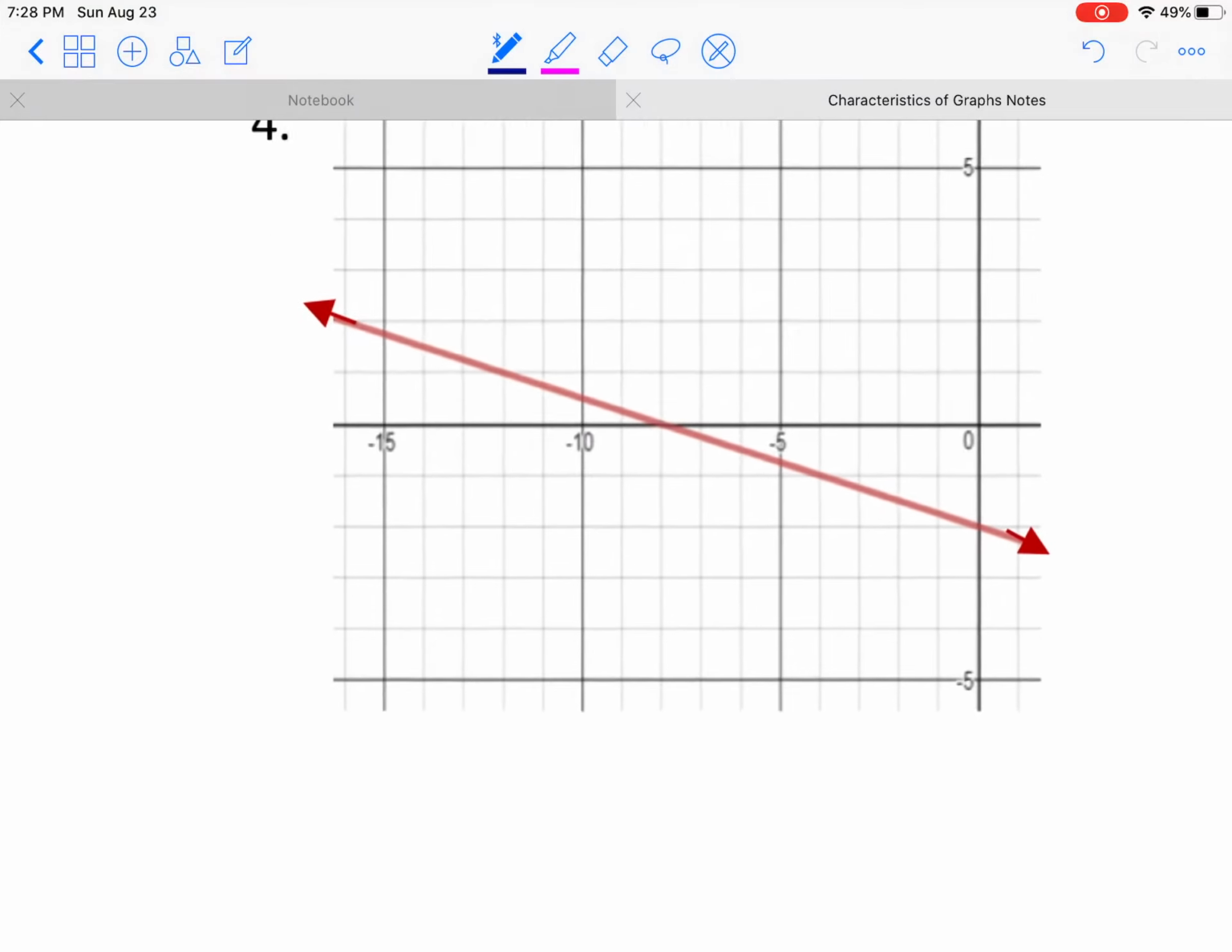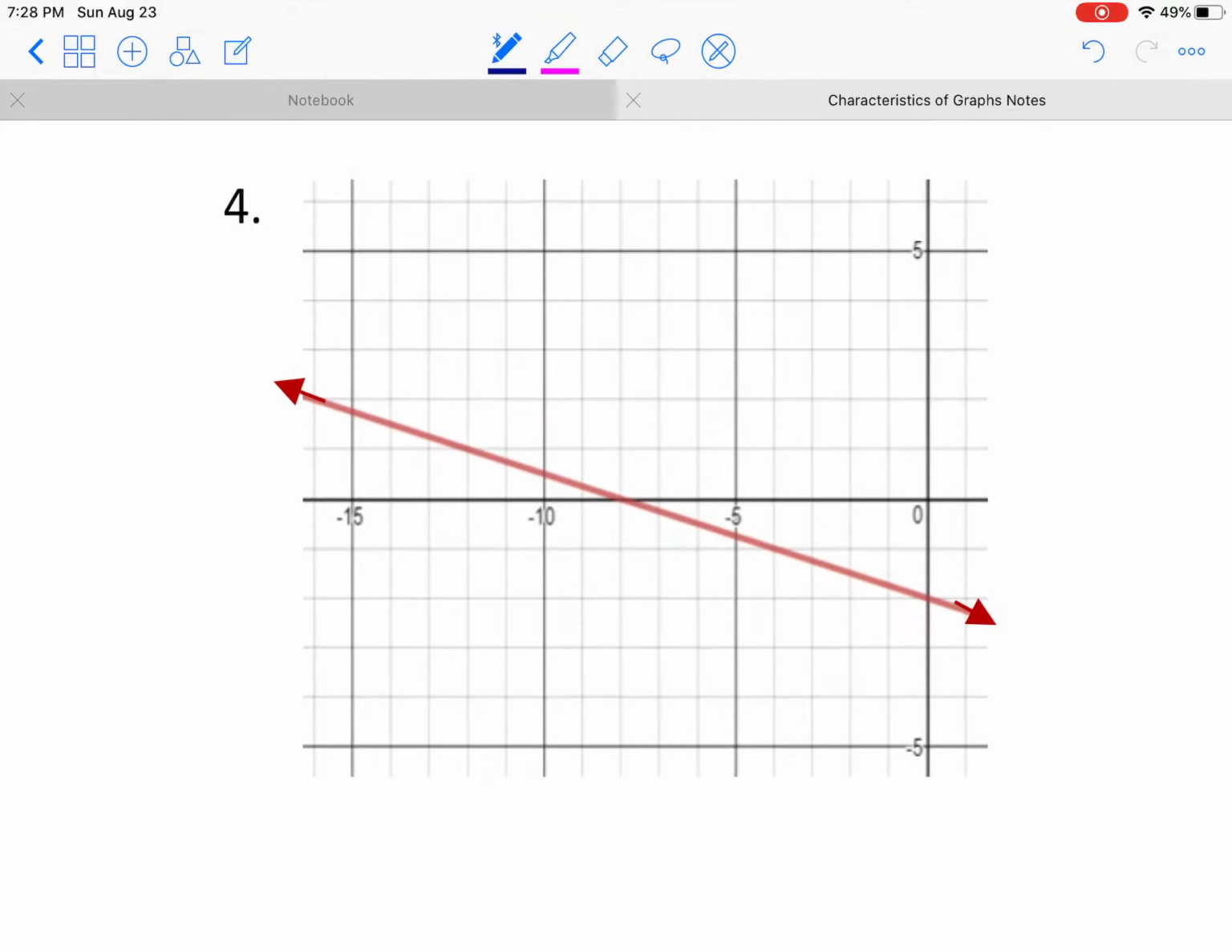So next one, again, I want to look for the x-intercept. This graph is crossing the x-axis here, which is at -8. So everything before or after is going to be above or below. So this section of the graph is above the x-axis. So we're going to say that this section of the graph is positive. And this section of the graph is below the x-axis. So we're going to say this section of the graph is negative.